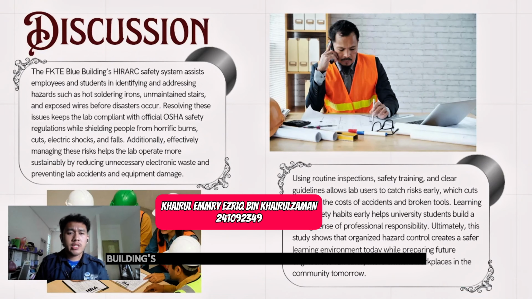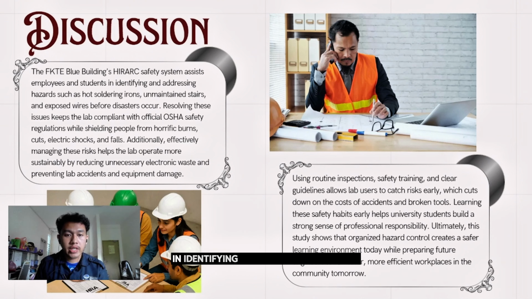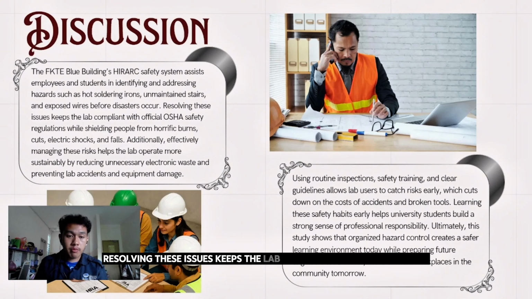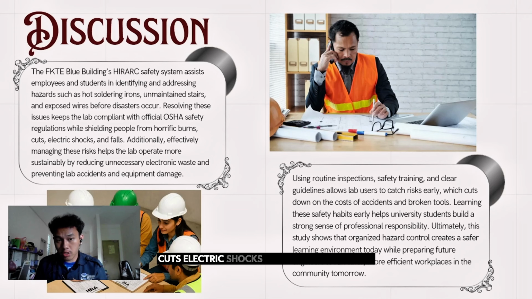The FKTE Buildings Hierarchy Safety System assists employees and students in identifying and addressing hazards such as hot soldering irons, unmaintained stairs, and exposed wire before disaster occurs. Resolving these issues keeps the lab compliant with official OSHA safety regulations while shielding people from horrific burns, cuts, electric shocks, and falls. Additionally, effectively managing this risk helps the lab operate more sustainably by reducing unnecessary electronic waste and preventing lab accidents and equipment damage.